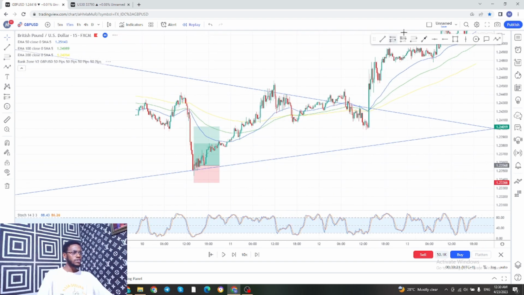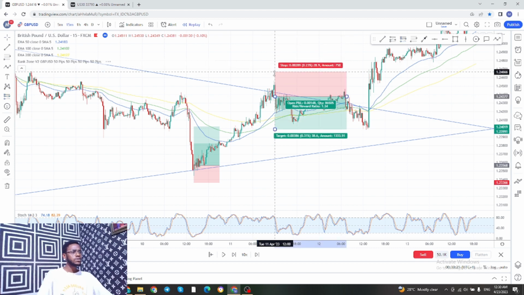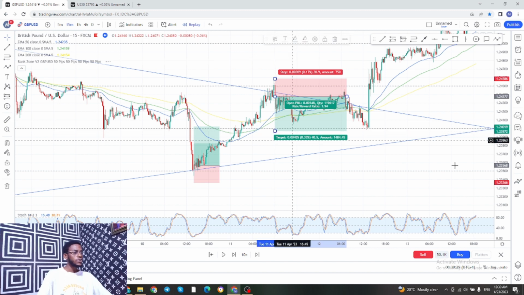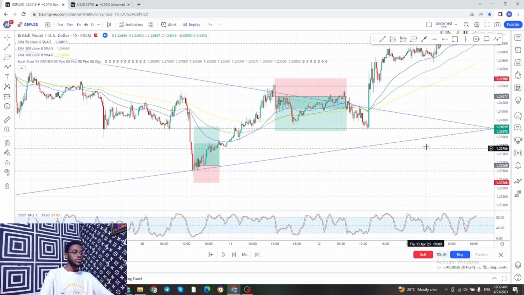beautifully, guys. Let's say you took a trade from somewhere here, risking 20 pips, and you traded to the next bank zone. Where's the next bank zone? Boom, guys, profit. You would have won that trade. So let's just keep going.